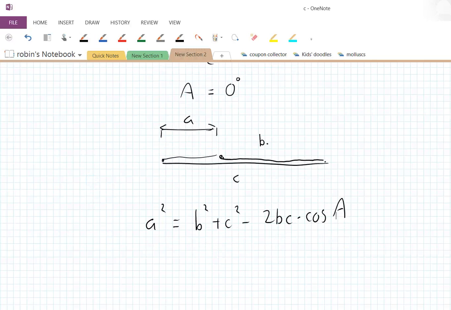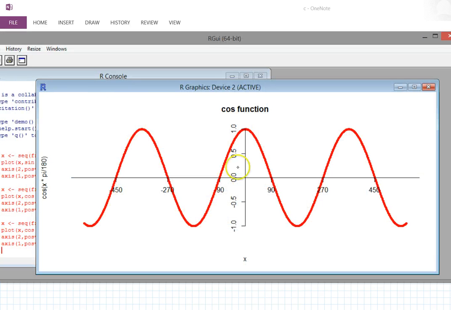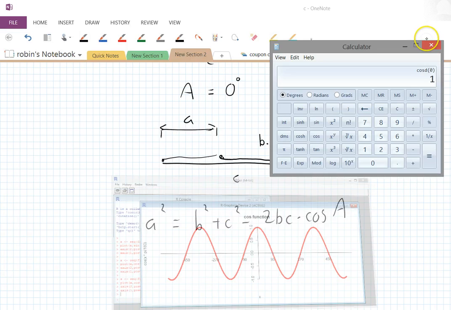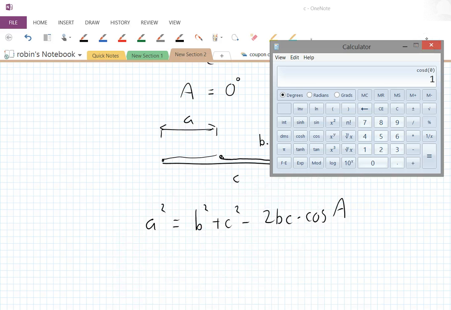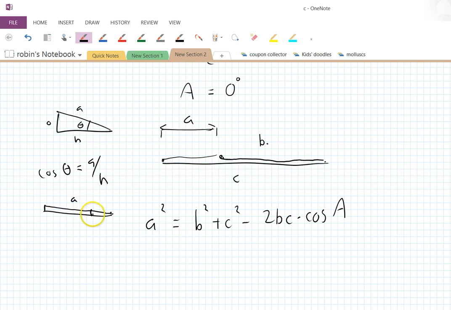Well, what's cos of 0? Well, let's get Mr. Calculator and ask. 0 cos, where's cos? It's 1. Well, we kind of knew that anyway from this diagram here. Cos of 0 is equal to 1. You can see it geometrically a little bit more easily. If you remember that if I draw a right angled triangle here, there's theta, opposite, adjacent, hypotenuse. Cos theta equals adjacent over hypotenuse, and if the triangle is infinitely flat, then the cosine of this angle 0 here is adjacent over hypotenuse, which is 1. So cos of 0 equals 1.